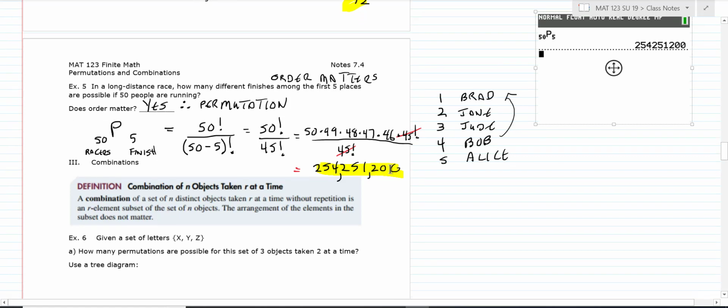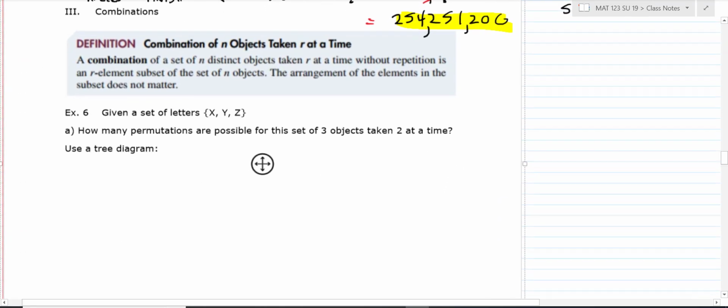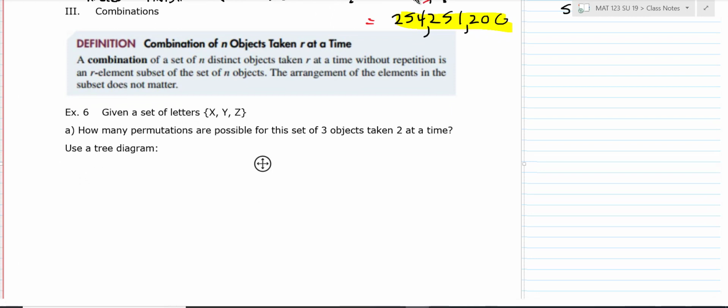All right, so let's go to combinations. Next thing we're going to focus on a little bit here is the idea of a combination. A combination of a set of n distinct objects taken r at a time without repetition, again, there's no repeating, is an r element subset of the set of n objects. The arrangement of the elements in the subset does not matter. So that's what makes it different than a permutation. You're looking at when order does not matter.